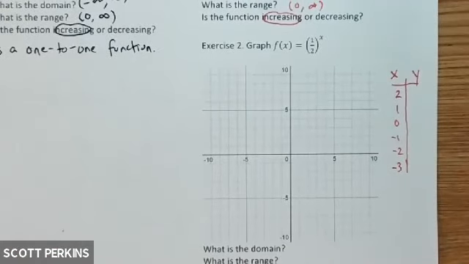Probably the hardest part of this is scraping the rust off that intermediate algebra knowledge on what to do with negative exponents. I don't think plotting the points is super hard, so give it a go.